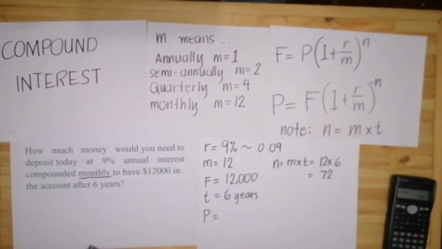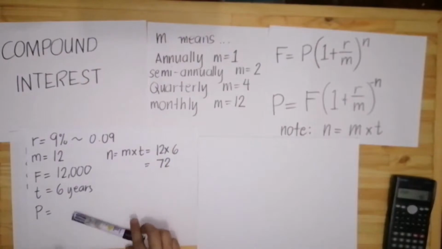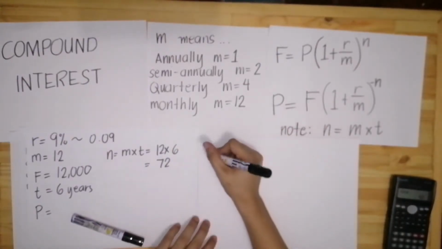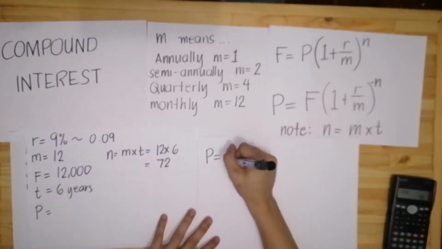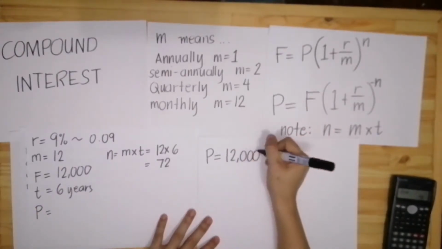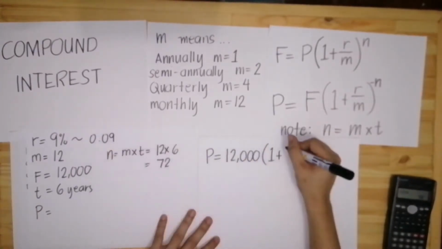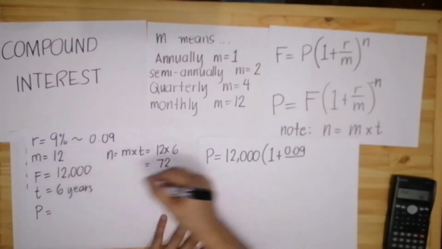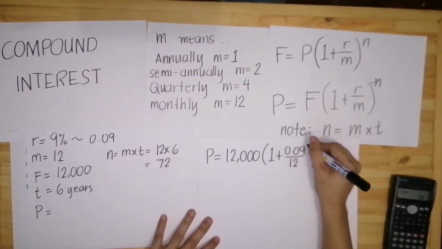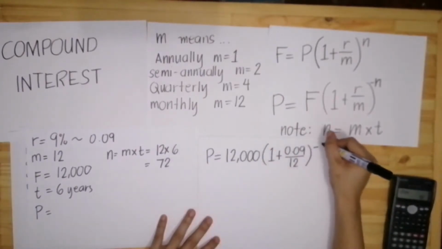What formula are we going to use? Of course, the formula for the P. So yan na yon. Lagay lang sa gilid. So P, copy natin yung P, yun yung hinahanap. Equals, yung F natin is 12,000. Then parenthesis, yung 1. Plus, yung R natin is 0.09, divided by, yung M natin ay 12. Raised to negative, yung N is 72, negative 72.